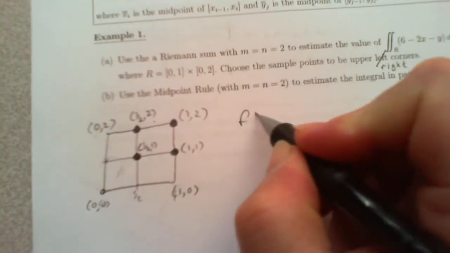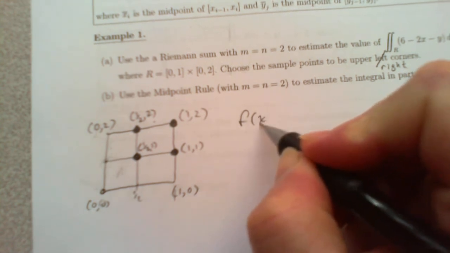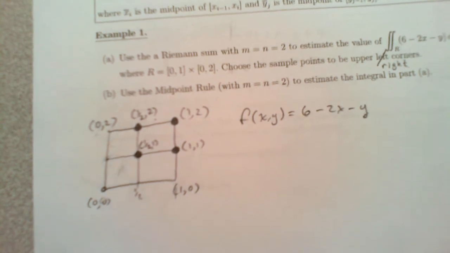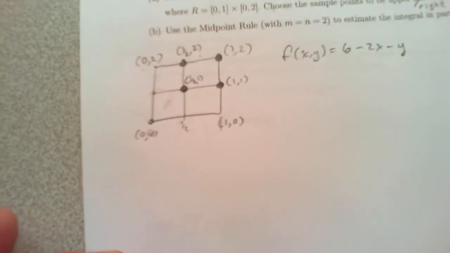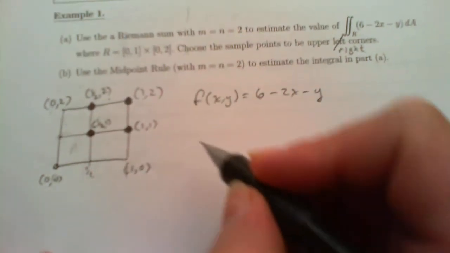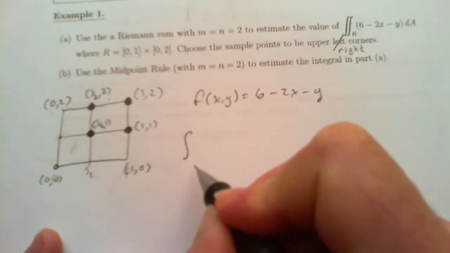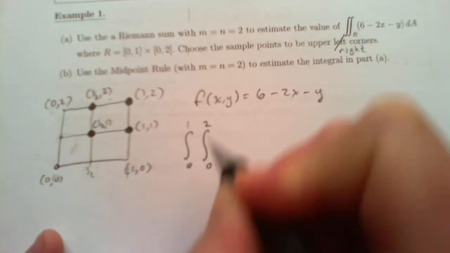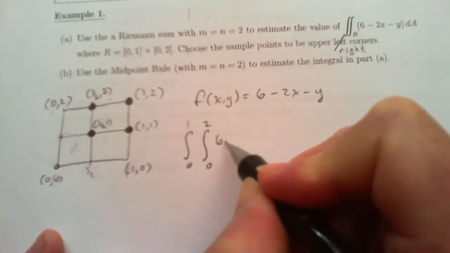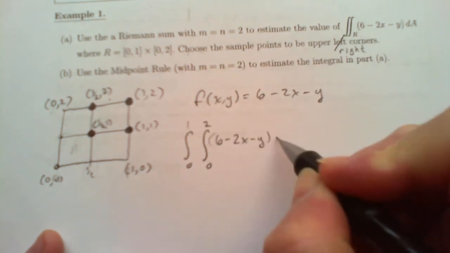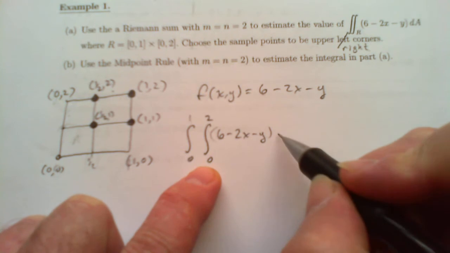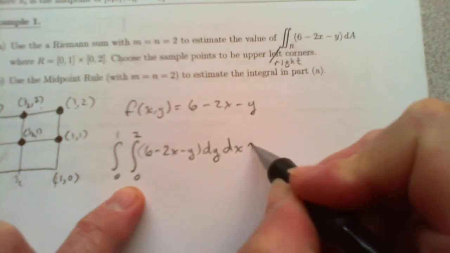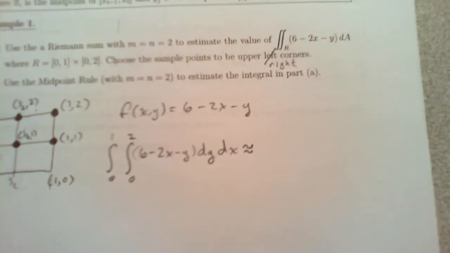And the function that we're about to plug some of these into is f of x, y is 6 minus 2x minus y. Now, all right, so what is this integral supposed to equal? Formally, what I'm about to do is the integral from 0 to 1, and then 0 to 2, of this function 6 minus 2x minus y, dy, because y goes from 0 to 2, dx. Now this is approximately this Riemann sum here.